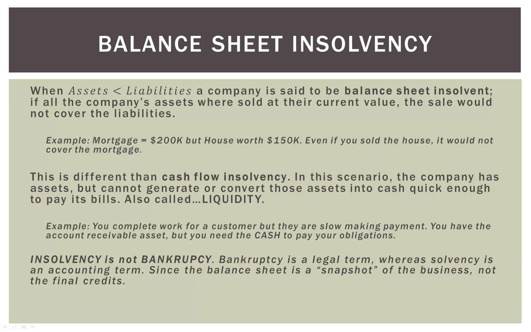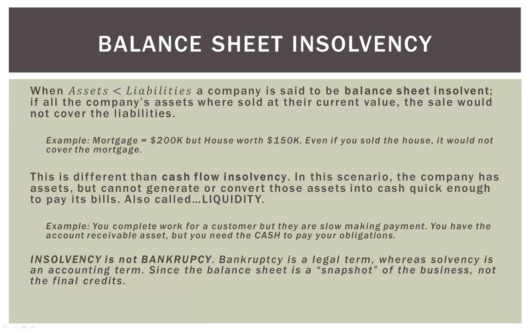So a good example of this is the upside down mortgage. The homeowner has a mortgage that is $200,000, but the house might be only worth $150,000. So even if they sold the house right now at its current value of $150,000, it would not cover the mortgage they took out, because the asset, the house, is only worth $150,000, but the liability, the mortgage, is $200,000. And that is called balance sheet insolvency.